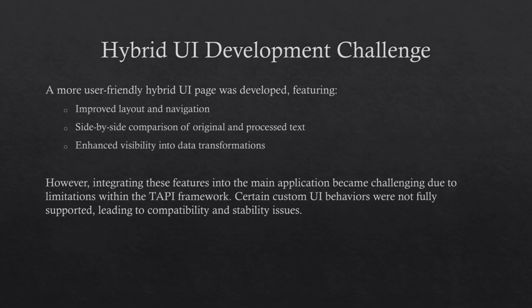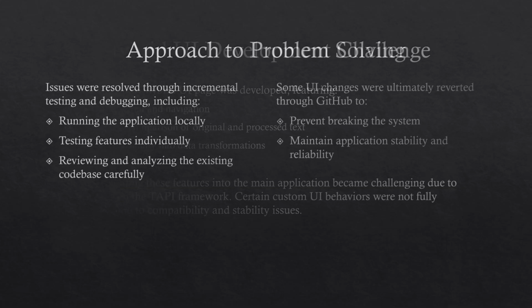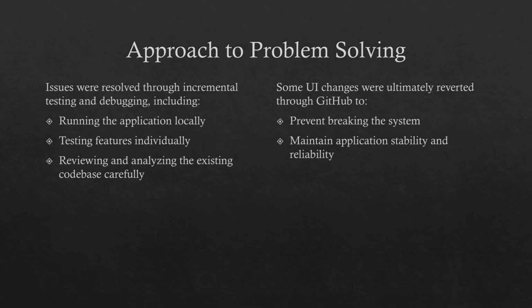This version was more user friendly and included features like a better layout and side by side comparison of original and processed text. However, integrating this UI into the main application was difficult because of the limitations in the Taipy framework. The framework did not fully support the custom behavior that I had implemented in that page. To solve this challenge, I tested the application step by step by running it locally and debugging its features individually.